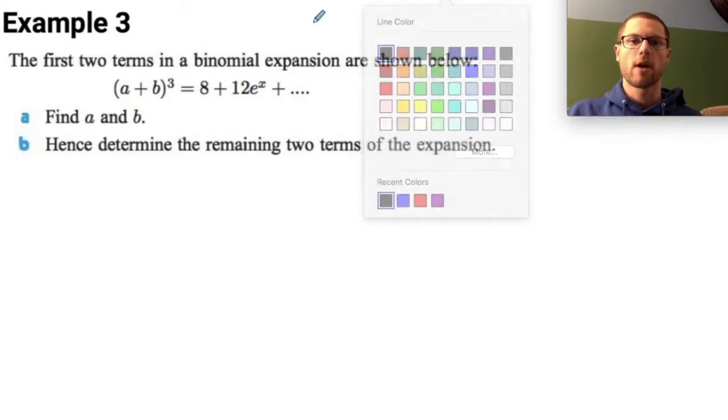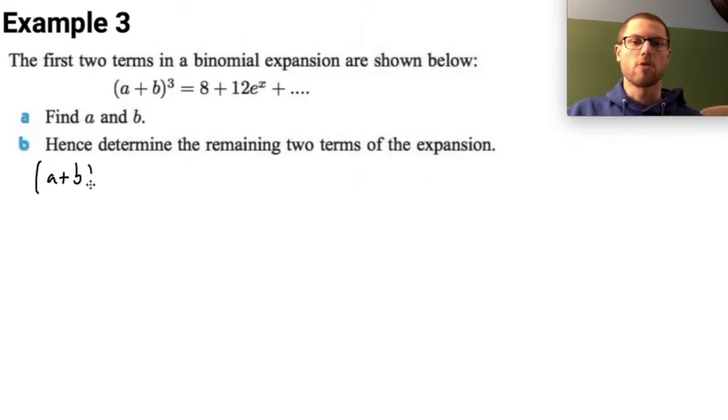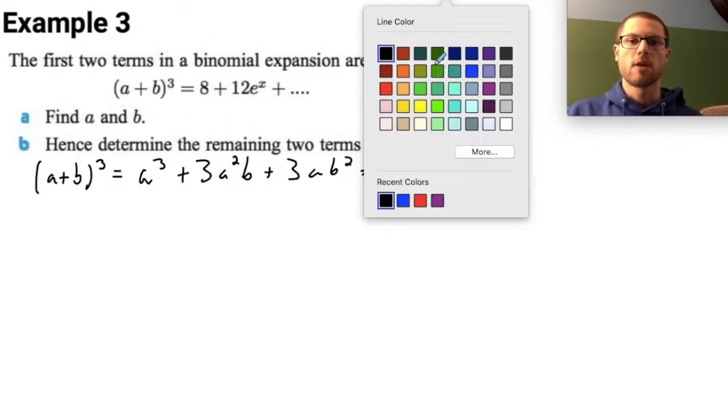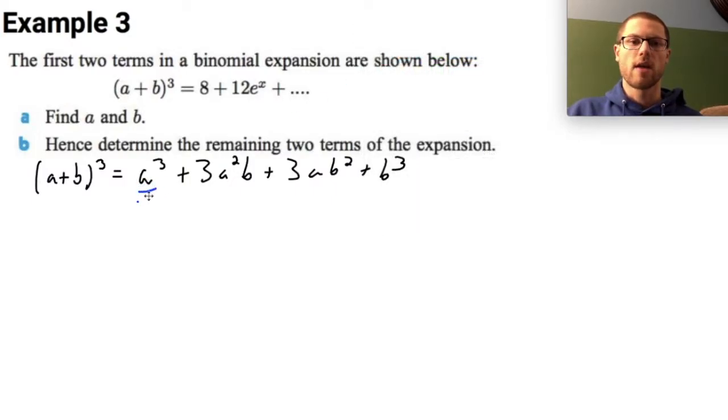So let's start out by writing out that general expansion for a plus b cubed. If we use the binomial coefficients in Pascal's triangle, that's 1a cubed plus 3a squared b plus 3ab squared plus b cubed. What do we know so far? We know that the first term must be given as a cubed, and the first term of our expansion is equal to 8. So what does that tell us? That tells us that a must equal 2, since 2 cubed is equal to 8. So that's good. We've got an a value.